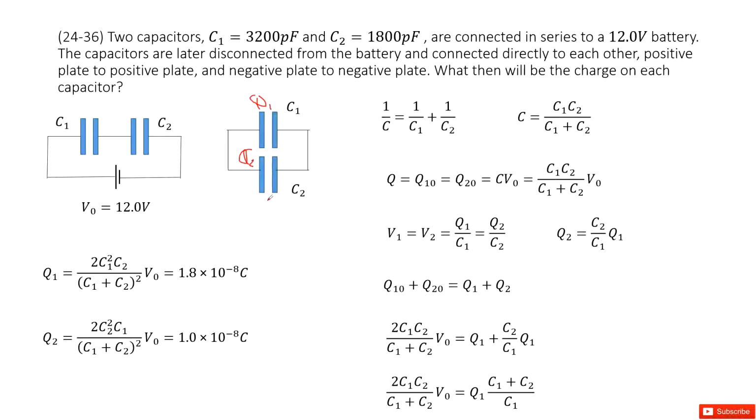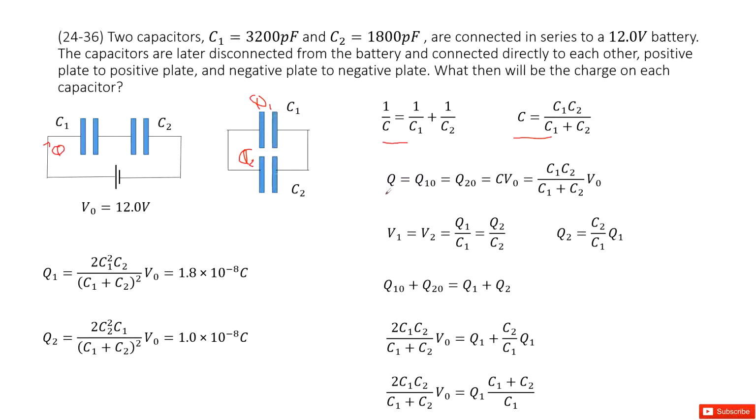First, we need to determine the initial charge on capacitors Q1 and Q2, right? Initially, capacitors C1 and C2 are in a series connection, so we can get the equivalent capacitance for the series connection. It must satisfy this equation, and after converting it you can get the equivalent capacitance C. Since the capacitance is given and the voltage is given, can you find the initial charge?